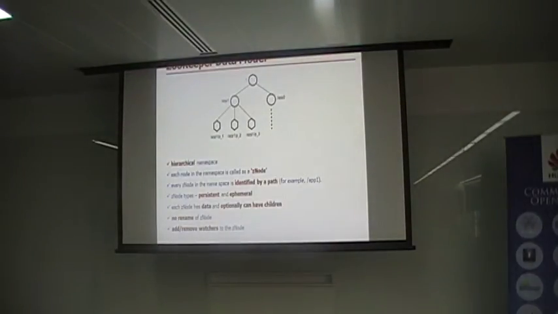This is the data model of Zookeeper. Like a Unix file system or any other file system, it also has a hierarchical namespace, and each node in the namespace is called a Z node. A Z node can have data, and there are two types of Z nodes: persistent and ephemeral nodes. An ephemeral node is tightly coupled with the session. Once the session dies, those ephemeral nodes will get deleted or expired.